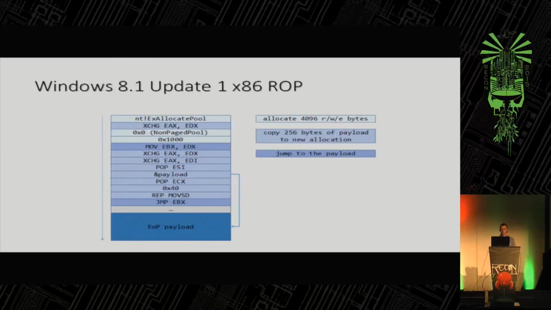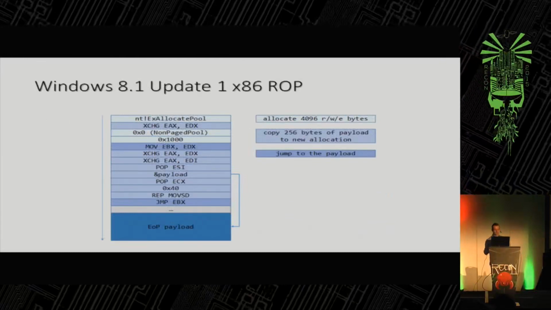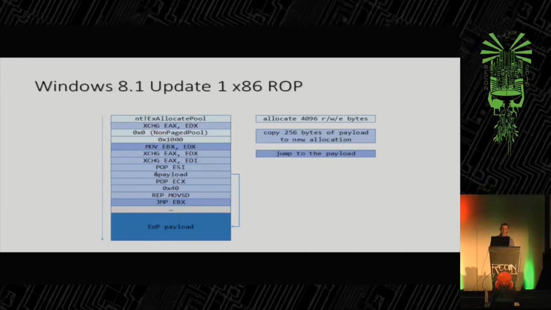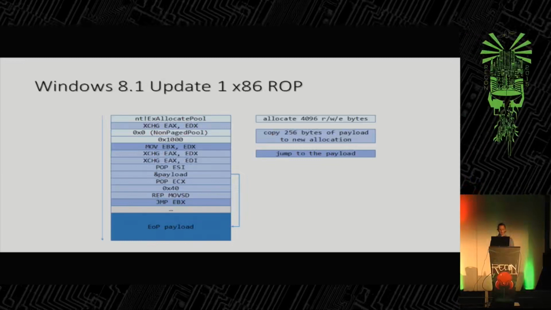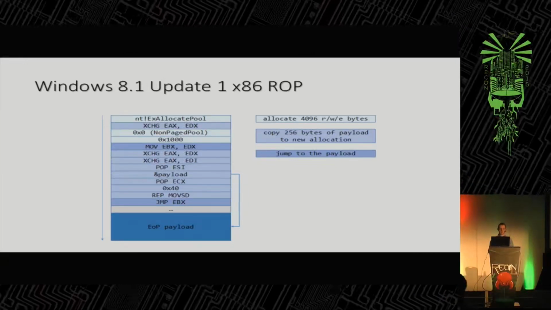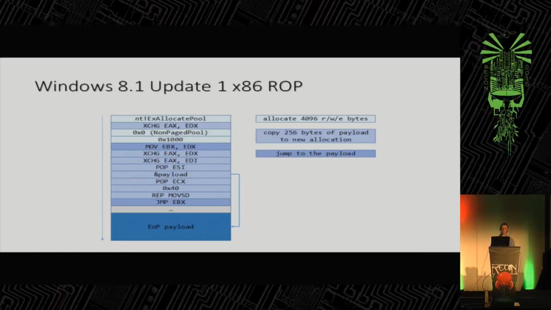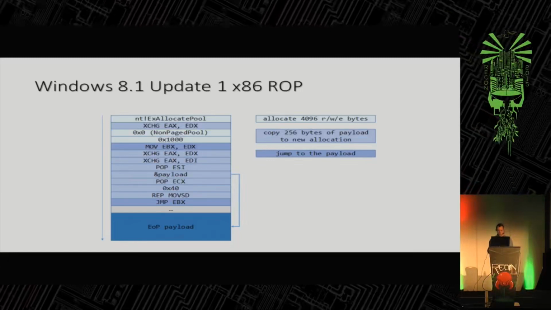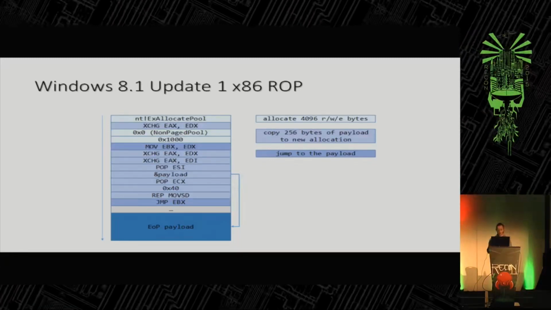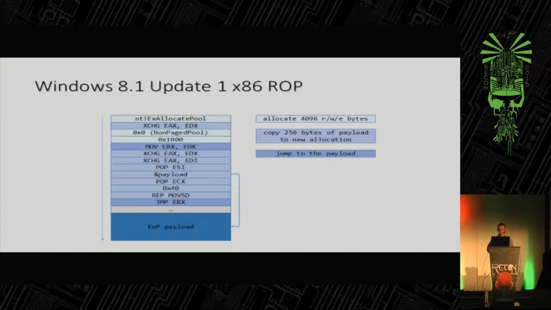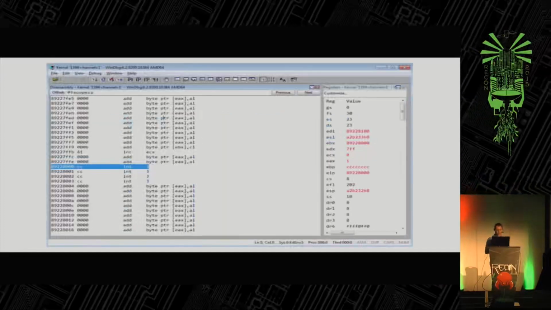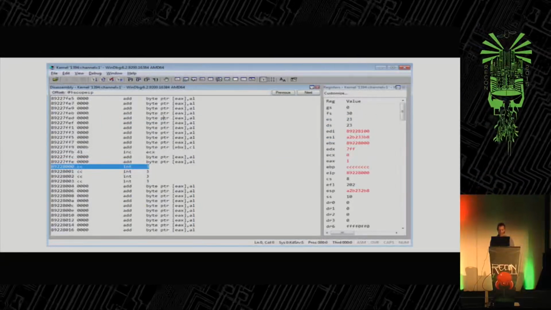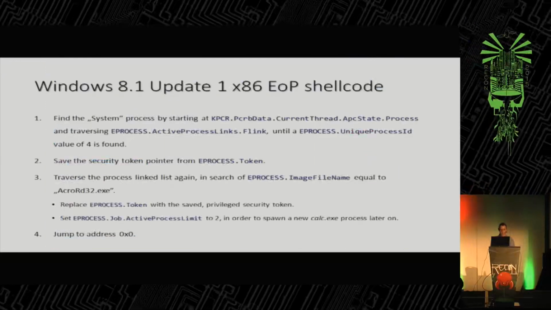So this is how the ATMFD ROP payload looks. It's also very, very simple. We just allocate some memory, and then we adjust the registers like ESI, EDI, and ECX to point to the right memory regions. We perform a copy operation to copy 128 bytes or maybe some more into the new allocation, and then we just jump into it. And of course, we have to have the EOP payload on the stack as well to be able to copy it to the new allocation. After we do this, we can see that it works pretty well. We have the kernel mode execution in ATMFD.